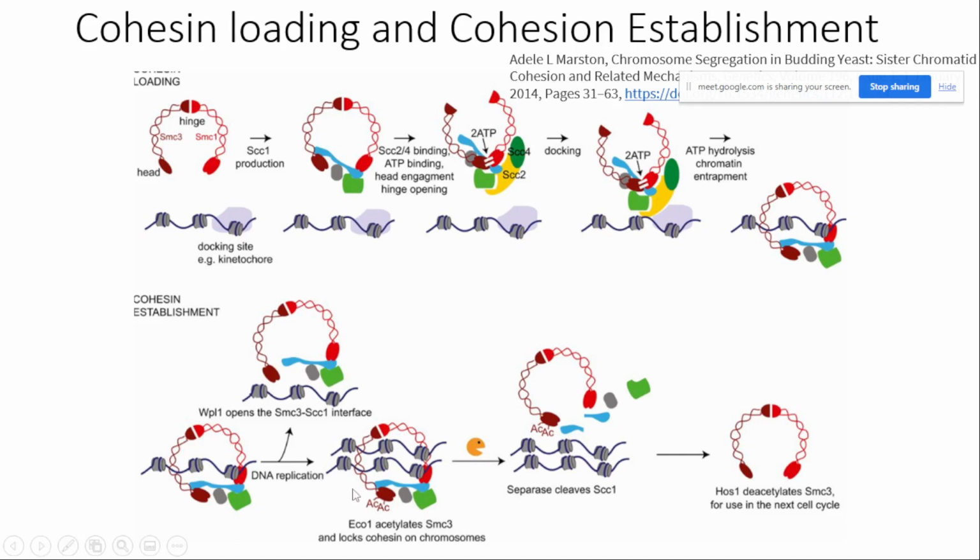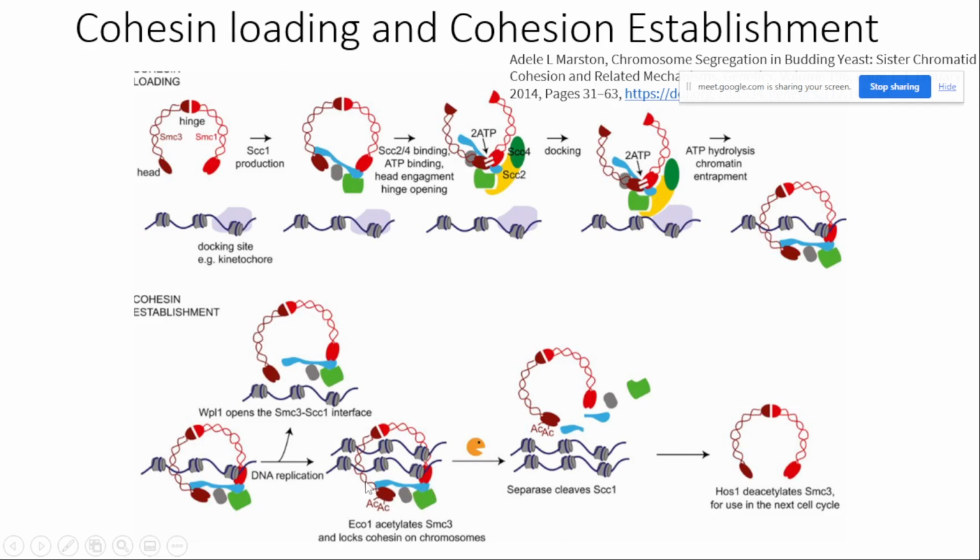But if you maintain the cohesion, then this should not be the case. For that, there is a protein called ECO1, which is an acetyltransferase, which transfers the acetyl group to the SMC3 here. This is SMC3. So it will transfer the acetyl group to the SMC3, and after this modification of SMC3, WPL1 cannot open this SMC3 and SCC1 interface.